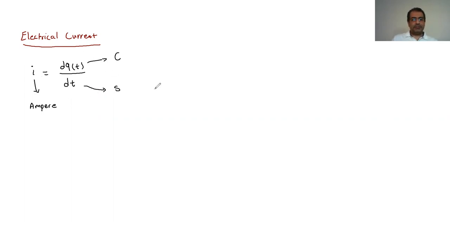And then if I rearrange this equation, we might not use it at all, but you need to know it. If we rearrange this equation, the amount of the electrical charge that passed through the wire is going to be, you just rearrange it and integrate it. So it's going to be the integral of I dt, between t0 and t1, plus the q at the time of t0.